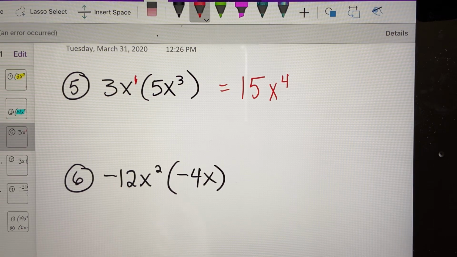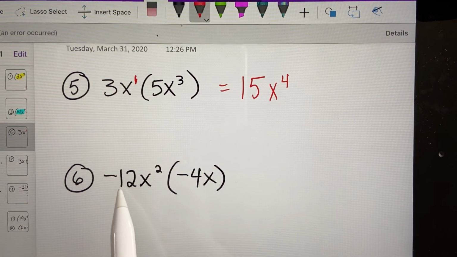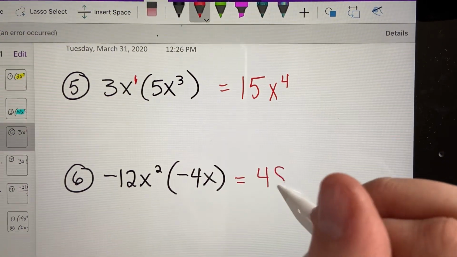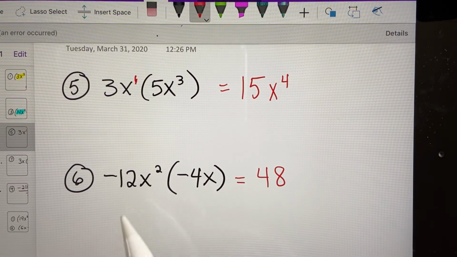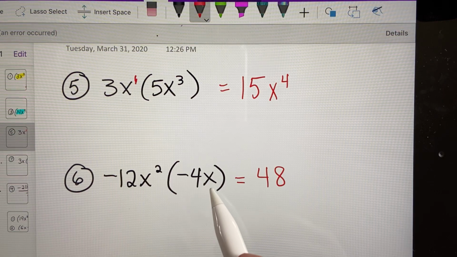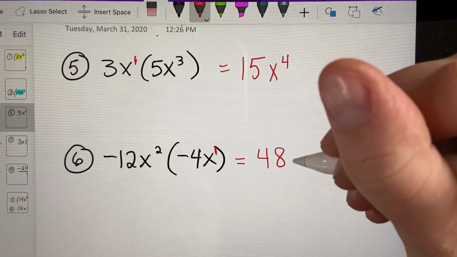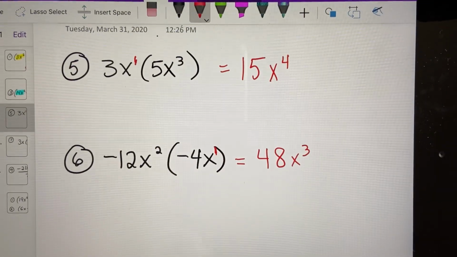Same for the next one. Multiply the big numbers, which would be negative 12 times negative 4, that's positive 48. And then add the exponents, x squared times x to the first, that would be like 2 plus 1, so x to the third, 48x to the third.